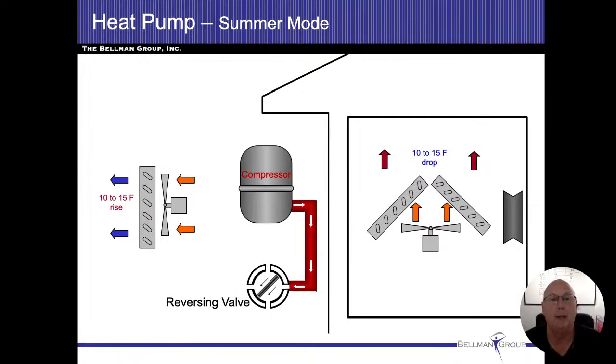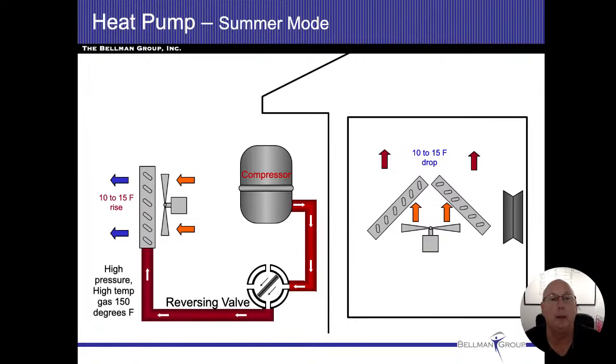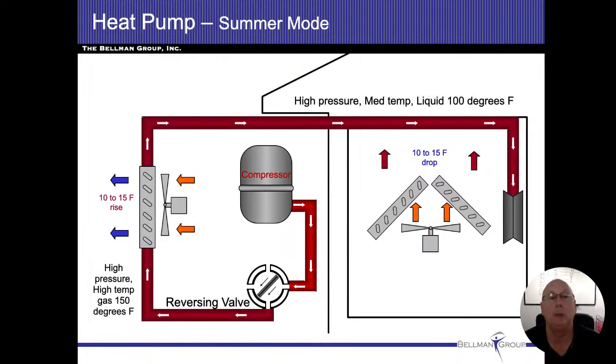We started our compressor again, high temperature, high pressure gas. We aim this to our outdoor coil, where we're still a gas, high temperature, high pressure. We're going to blow the outside air over this. We're going to discharge our heat outside at this point in time. It's going to change to a liquid. It's going to go to our metering device.